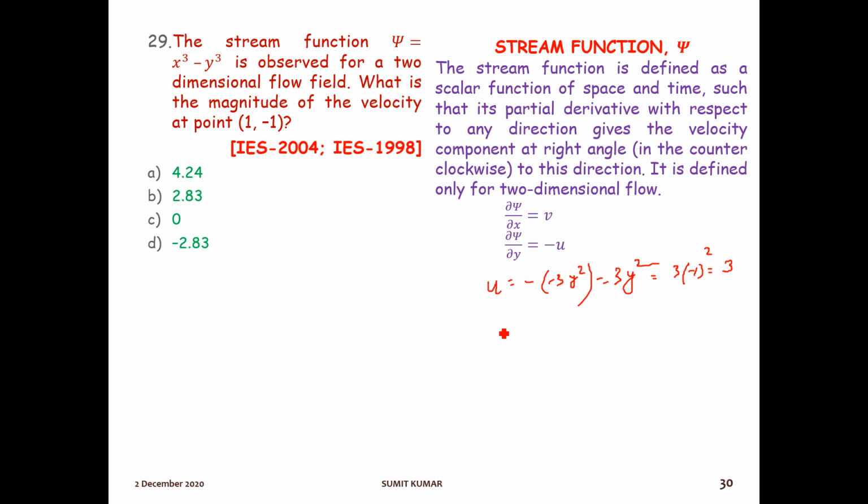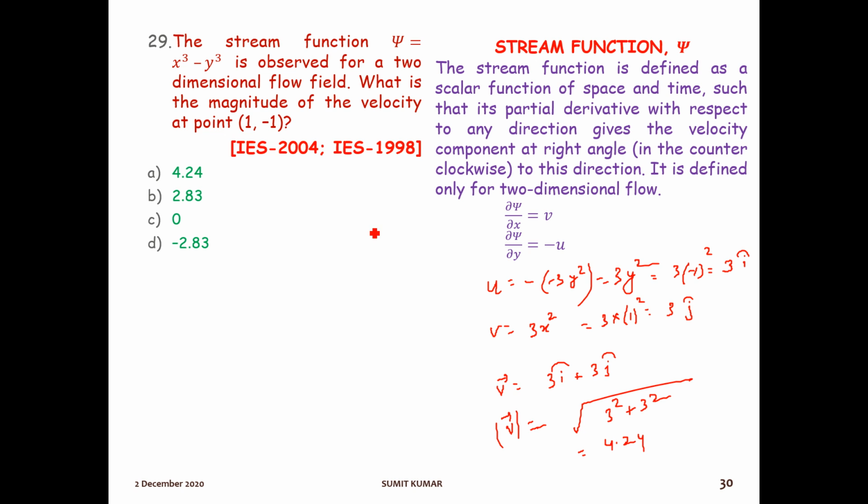And v is del psi by del x, 3x square. So at point 1 we can see 3 into 1 whole square, which means 3. So it is 3j and it is 3i. So the velocity field can be written as 3i plus 3j, and the magnitude of this velocity field is root over 3 square plus 3 square, which comes to 4.24. Option number A is the correct answer.